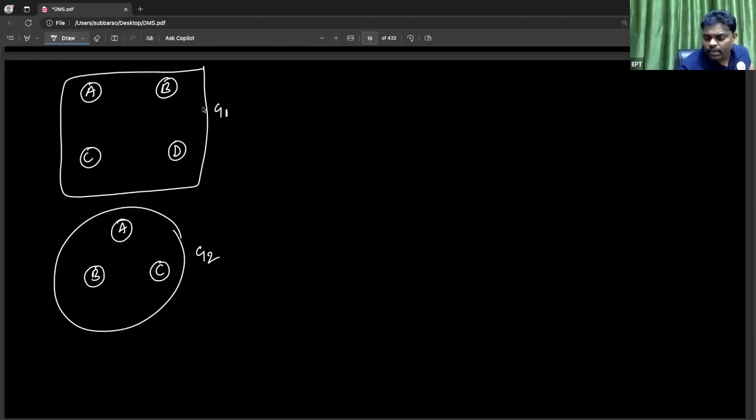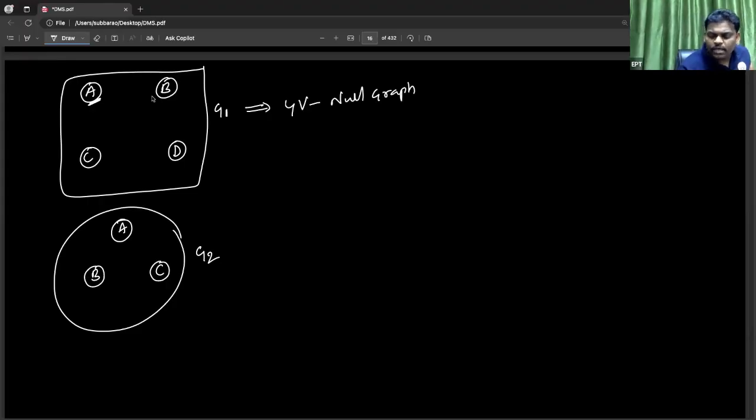Remember, listen everyone. In the given simple graph, if every vertex has minimum degree 0, then that graph is called a null graph. It is a 4-vertex null graph. Null graph means 0 edges.